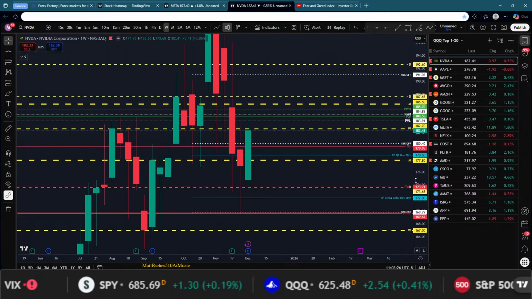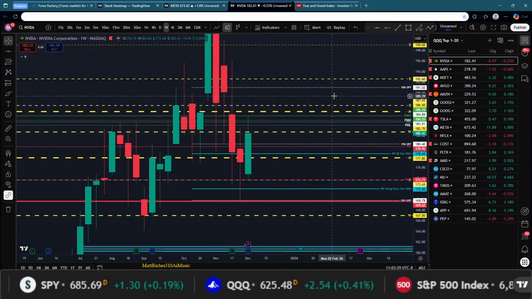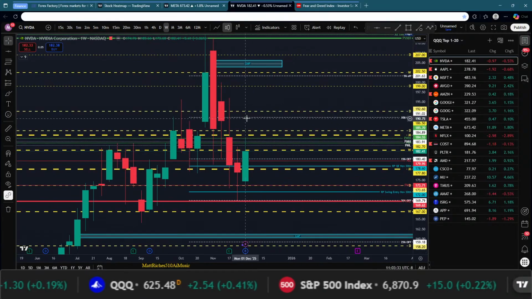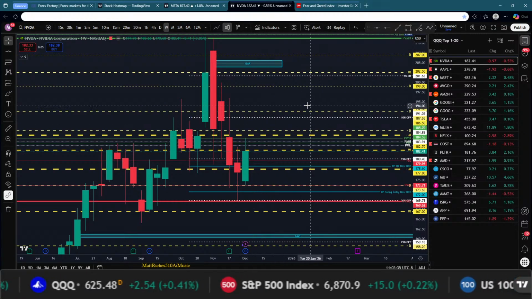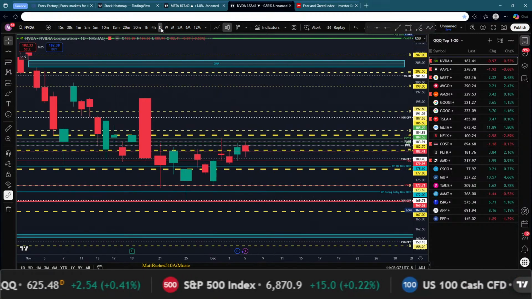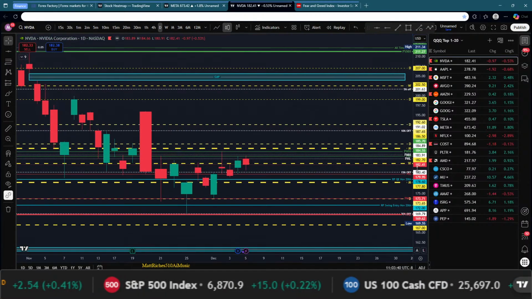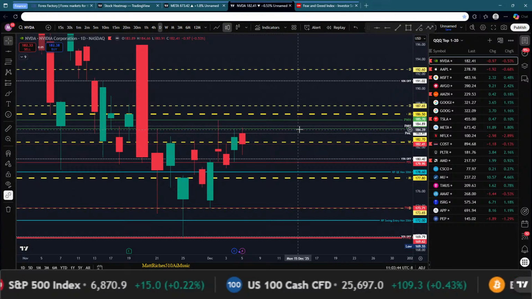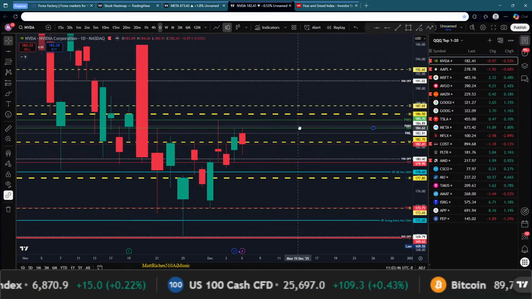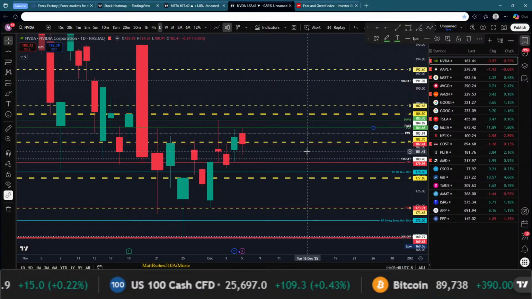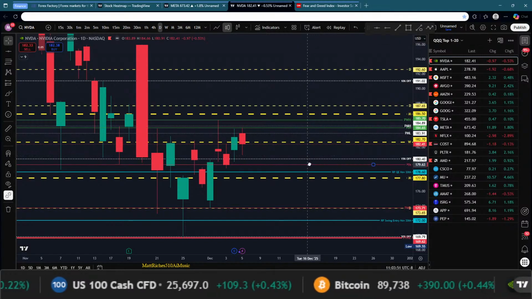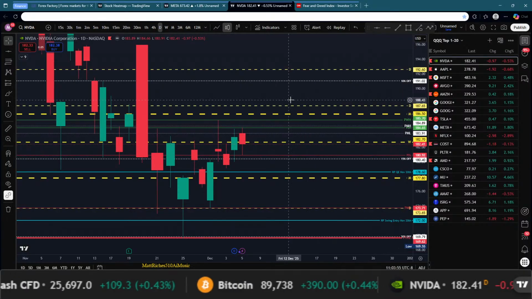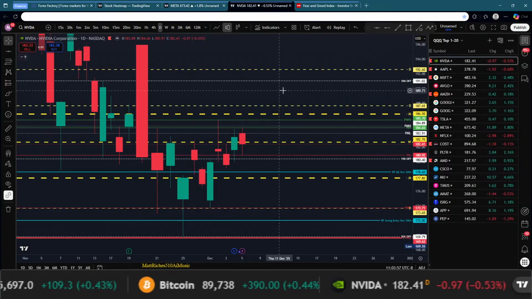Okay. And then we did a monthly last week, so we don't need to do it this week until the next monthly close. So after we do the weekly, then we can go to the daily. And once we go to the daily, we get this. This is our previous day high. That's why it says PDH. And then this is our previous day low, PDL. So we got those levels marked out. We got the weekly marked out and we got the daily marked out.